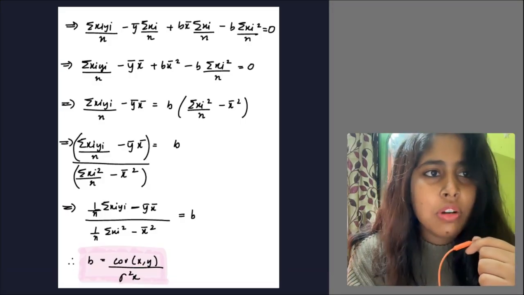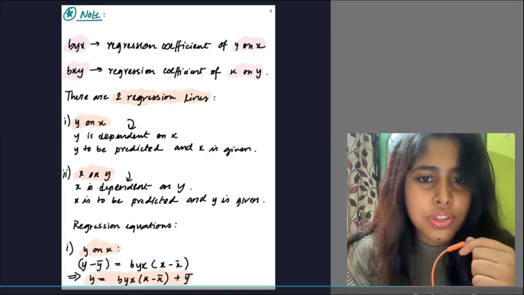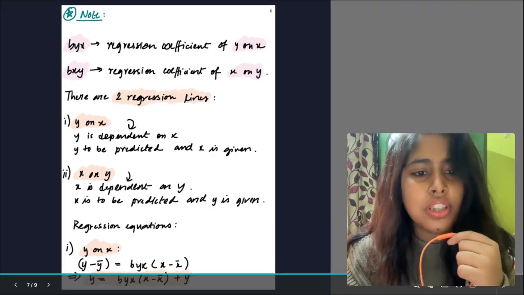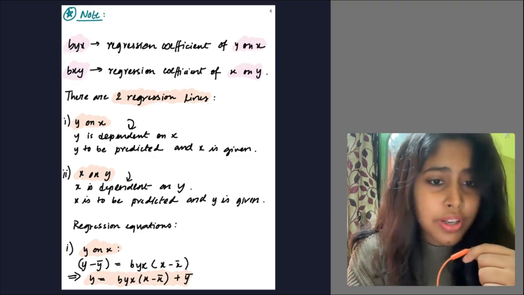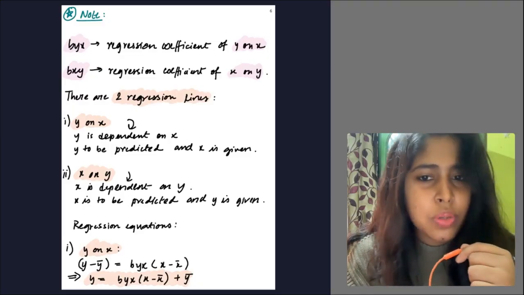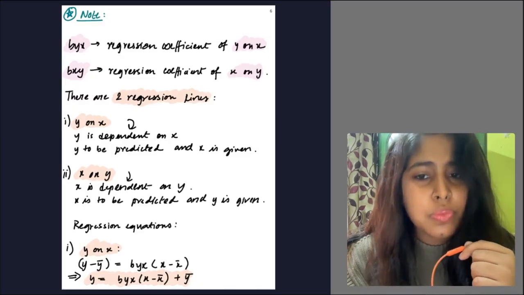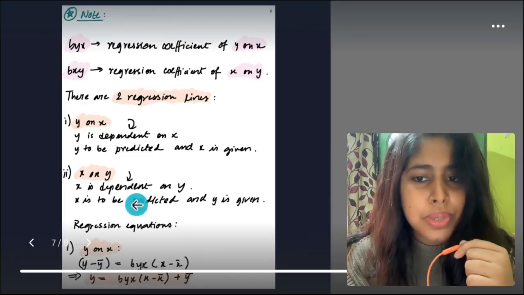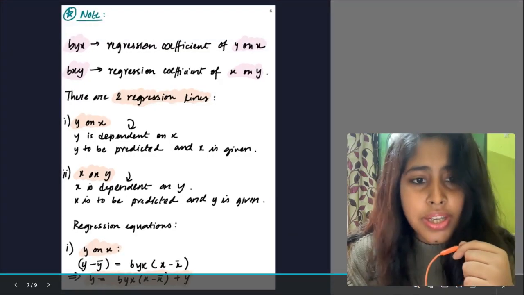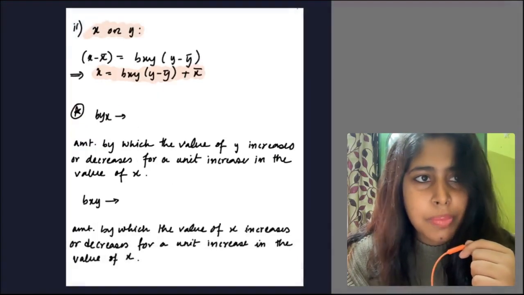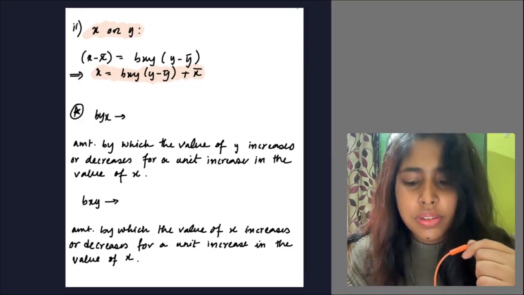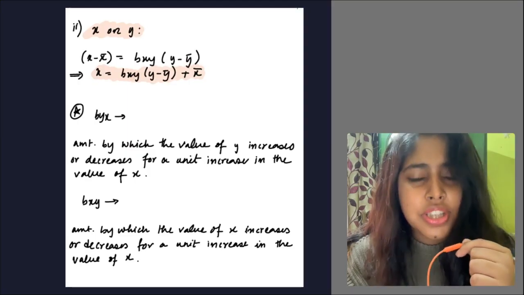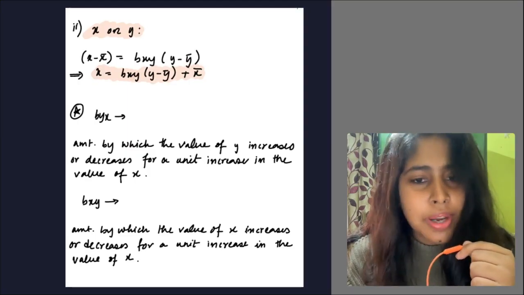All right. Now, coming to an important note. There are actually two regression lines depending on what you are predicting. First, if you're predicting y from x, that is y on x, the equation will be y minus y bar equals byx into x minus x bar. And if you're predicting x from y, that is x on y, the equation will be x minus x bar equals bxy into y minus y bar.